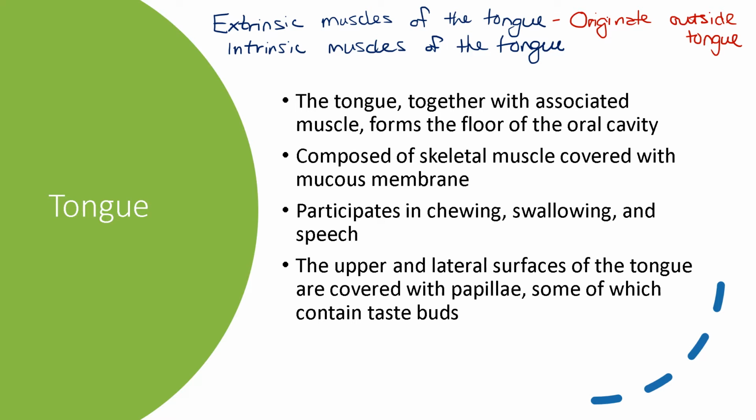Now the intrinsic muscles of the tongue, these are going to originate inside the tongue. And they will insert into connective tissue within the tongue. Now these muscles are a little bit different than the extrinsic muscles, as the intrinsic muscles will alter the shape and size of the tongue, mainly to be used for speech and swallowing.